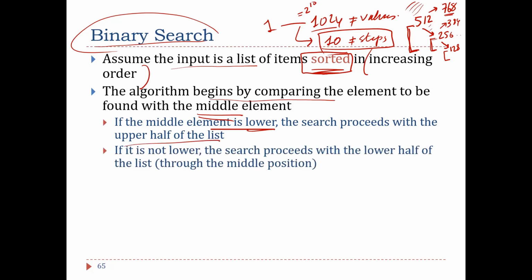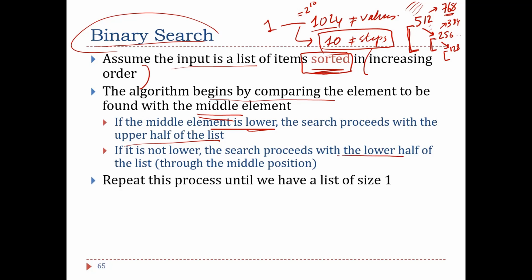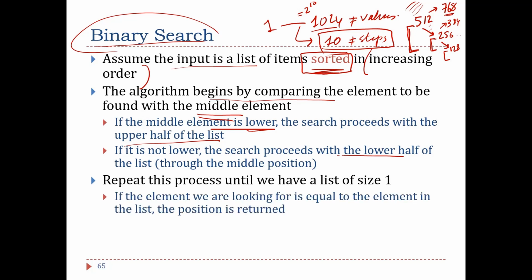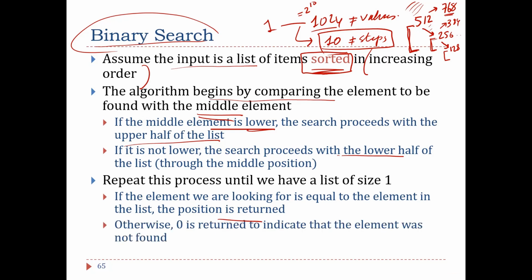If it's not lower, then the search proceeds with the lower half of the list. Okay? And we repeat this process until we have a list of size 1. After that, absolutely, we would have found the element. So if the element we are looking for is equal to the element in the list, then the position is returned. Otherwise, we return 0 or -1 to designate that this element does not exist in the list. Again, the list should be sorted. Keep this in mind.